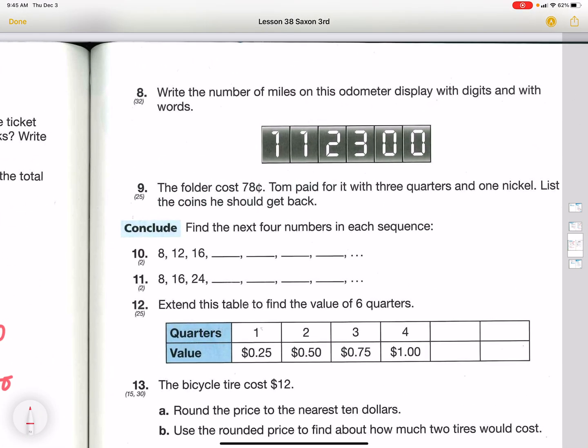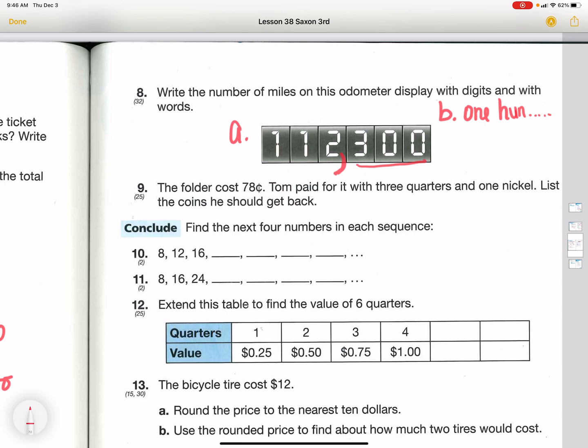Okay, we had some problems with number 8. All they want on number 8, write this number first with a comma. There might be an A and B on this one. And then in words. So 112,000. And I'm going to let you finish that one. 112,300 is how you would write that.